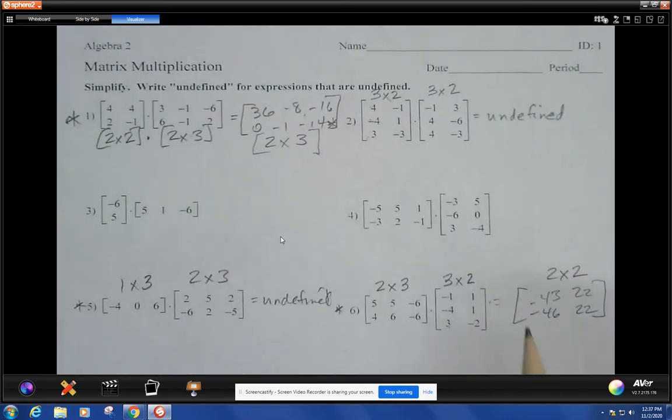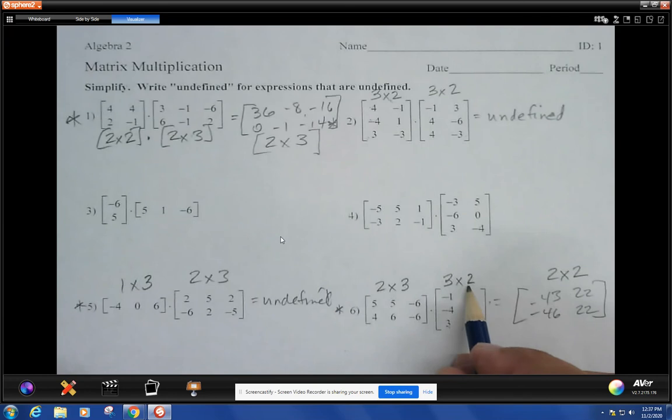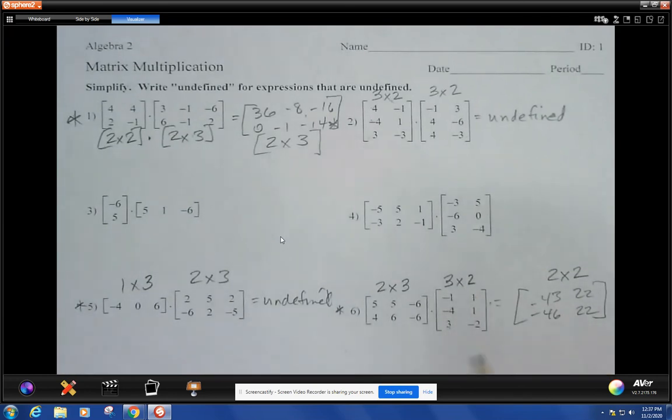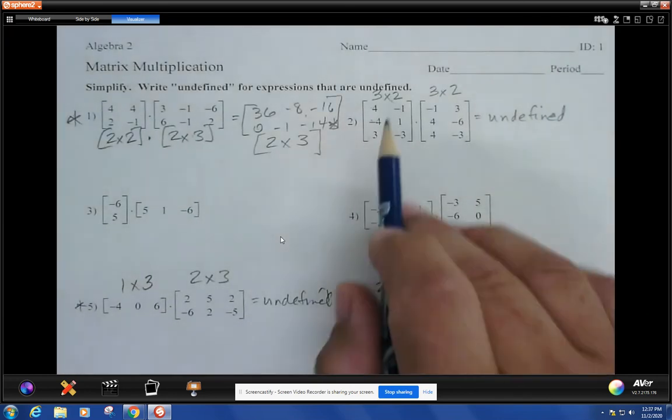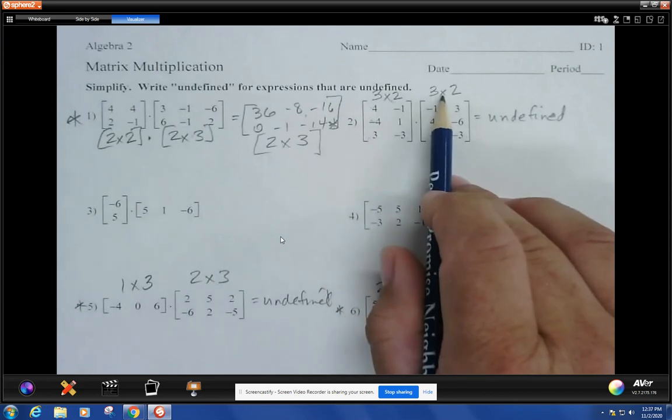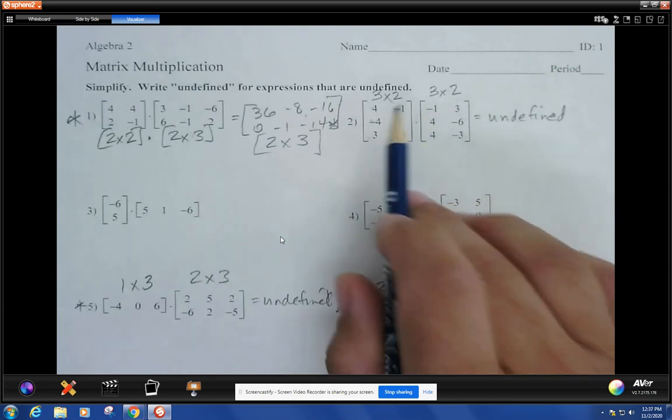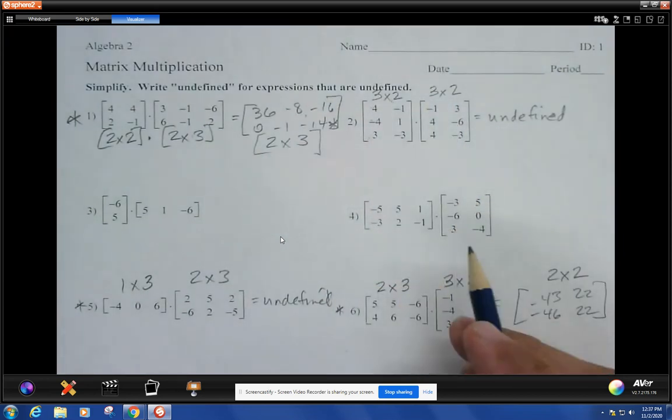Here's what I want you to notice about these matrices. Look at this one that actually did work out. And here's what you need to look for. You're going to do the same thing you've been doing with adding and subtracting. You're going to do your dimensions first thing, because this is really going to tell you whether you can multiply them or not.